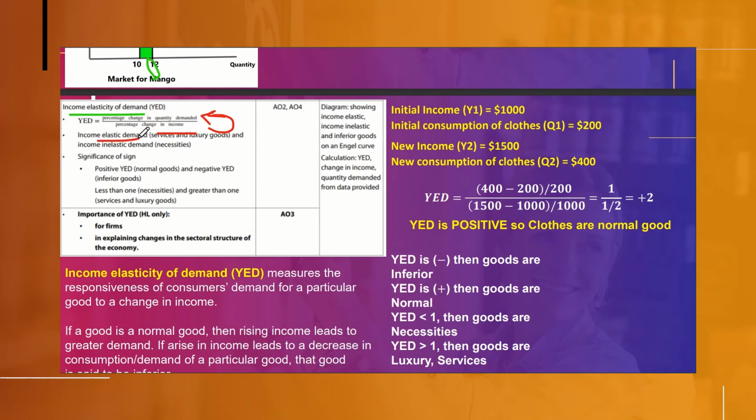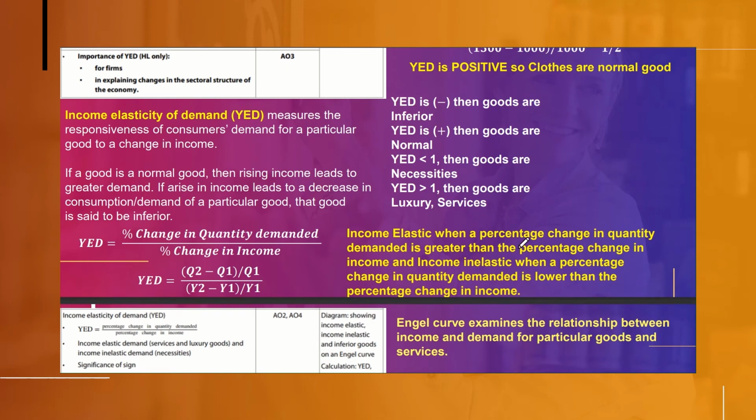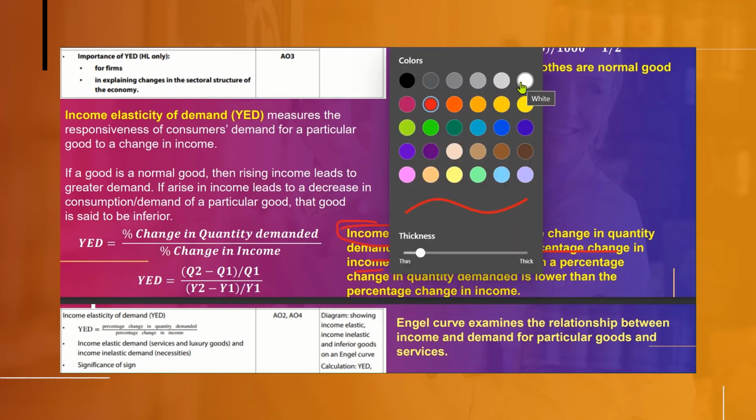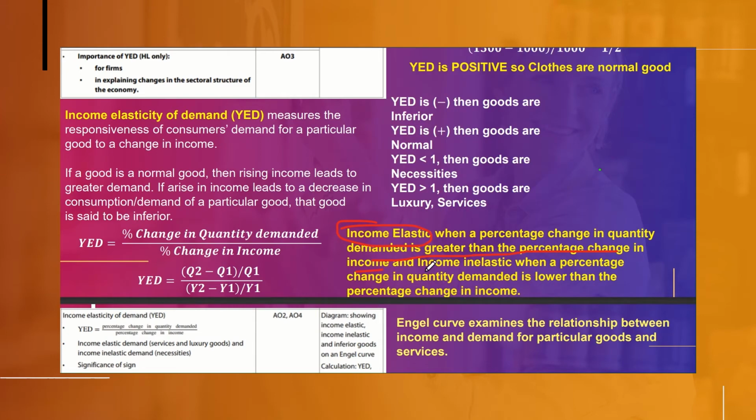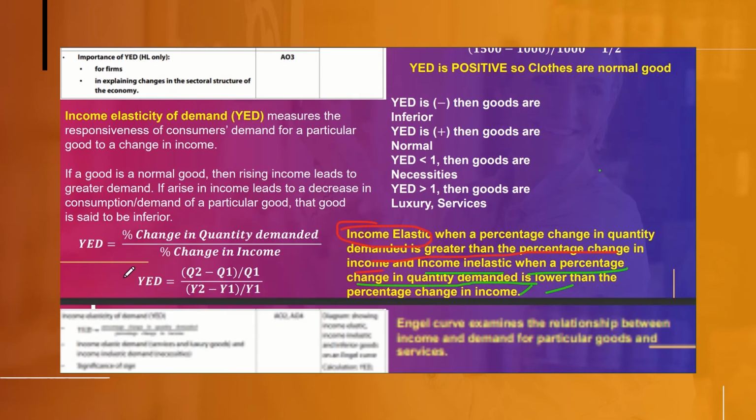So here there is income elastic demand and income inelastic demand. Income elastic means the percentage change in quantity demanded is greater than the percentage change in income. That is income elastic. And income inelastic means the percentage change in quantity demanded is lower than the percentage change in income. That is the difference. See, this is the formula.